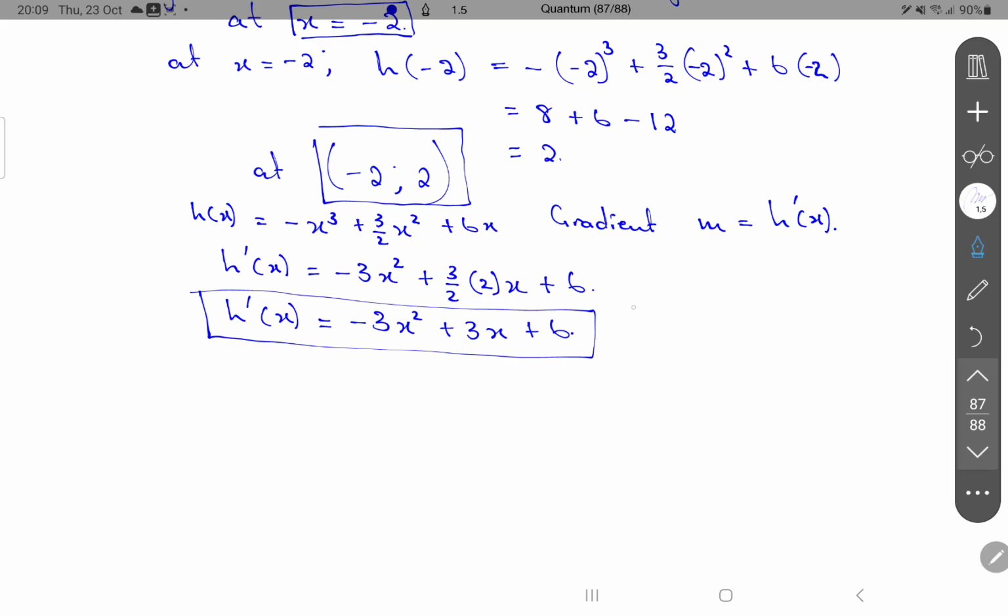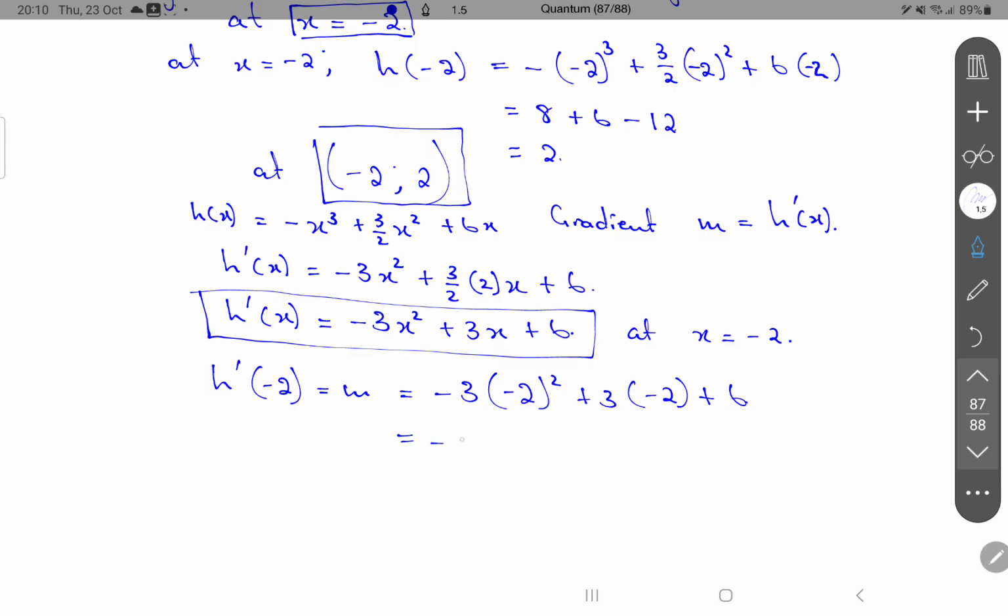So the gradient at x equals negative 2, we are saying h prime of negative 2 is equal to our m, which is negative 3 of negative 2 squared plus 3 of negative 2 plus 6. So we get negative 12 minus 6 plus 6. So we get negative 12 as our gradient there.